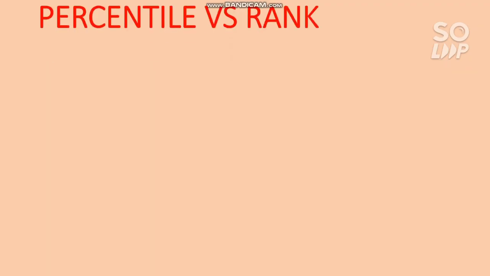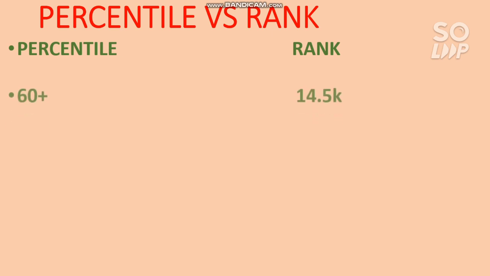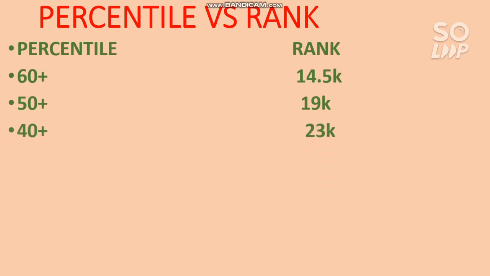So there is some more data for percentile versus rank. Here, for 60 plus percentile, your rank will be under 14,500. The next is 50 plus percentile, your rank will be under 19,000. For 40 plus, your rank will be under 23,000. And for 30 plus, your rank will be under 27,000.